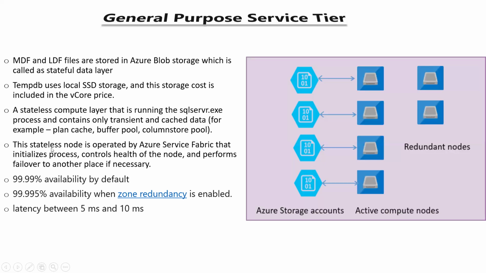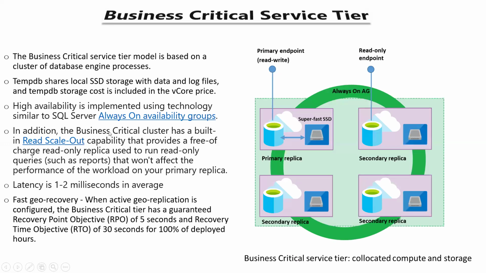Now let's move to business critical. The business critical service tier is based on a cluster of database engine services. Internally in business critical, they maintain Always On availability techniques. Always On availability, you know, right? We have synchronous mode and asynchronous mode. They will follow the asynchronous mode. Asynchronous mode is very fast compared to synchronous.